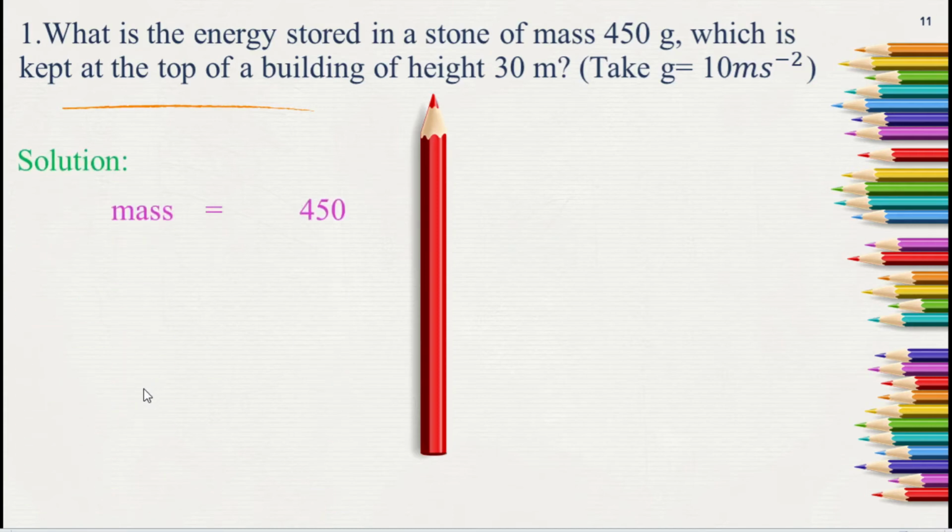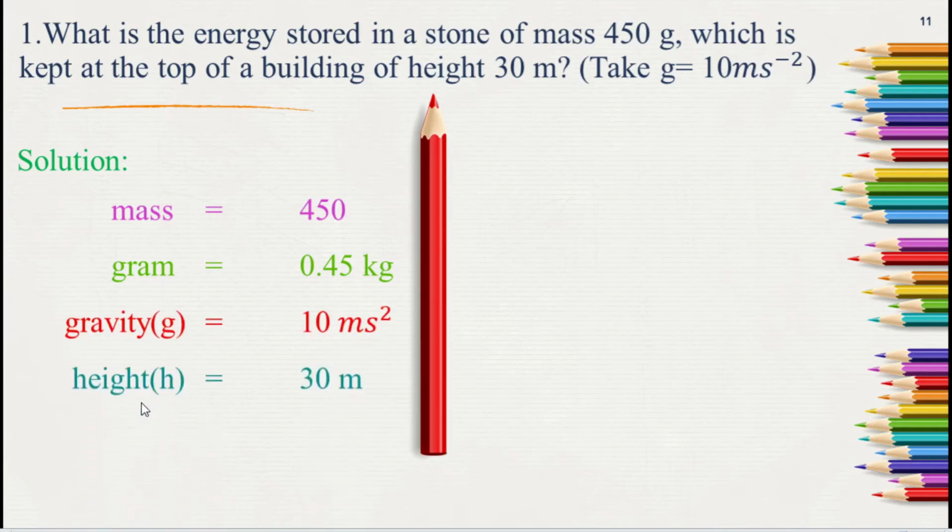The mass is given here as 450 gram. Since it is given in gram, we have to convert it into kilogram. 1 kilogram equals 1000 gram. So I am going to convert this gram to kilogram, 0.45 kilogram. Next, the gravity is 10 meters per second squared, and the height is 30 meter.